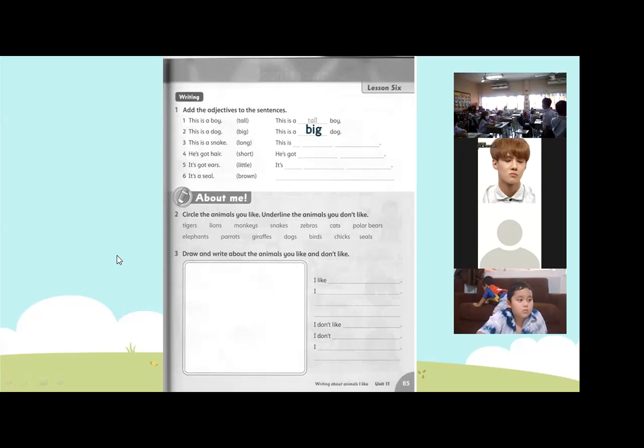Okay, next one. This is a snake. We need to add long. What's our sentence? Very good. This is a long snake. Long. What is long in French?